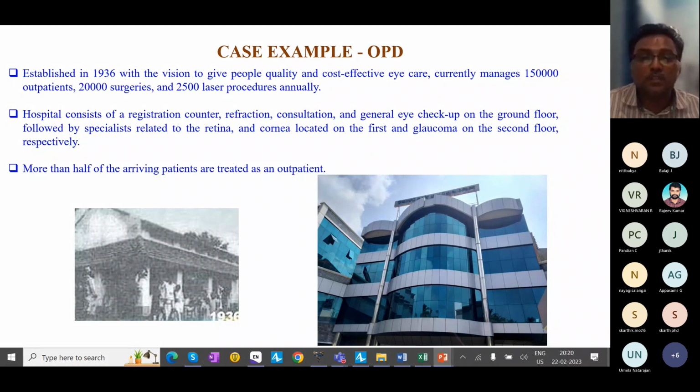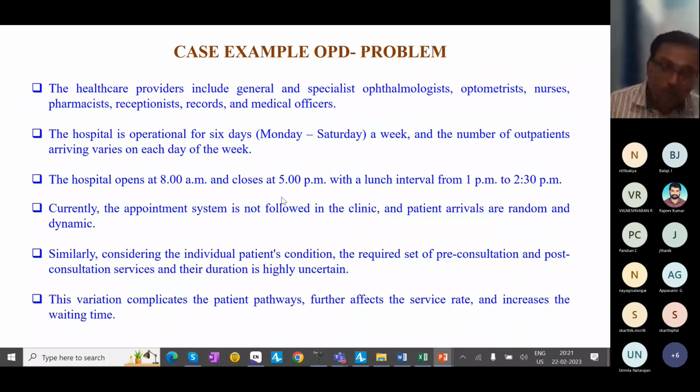It's a 3-floor building, as you can see. On the ground floor, they do all this. On the first floor, they have the retina and cornea related diseases handled. And glaucoma, they are handling on the second floor. And more than half of the arriving patients are treated as outpatients.